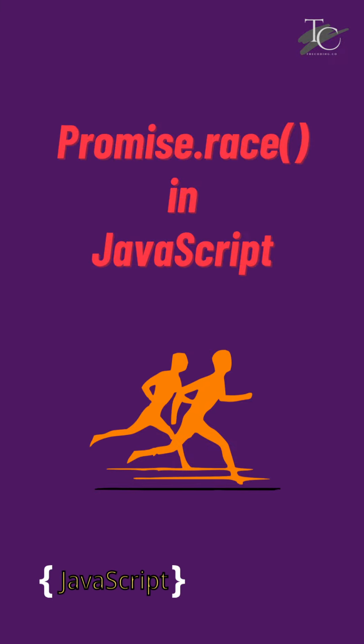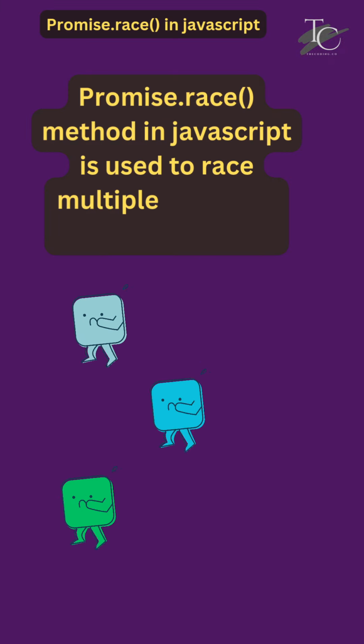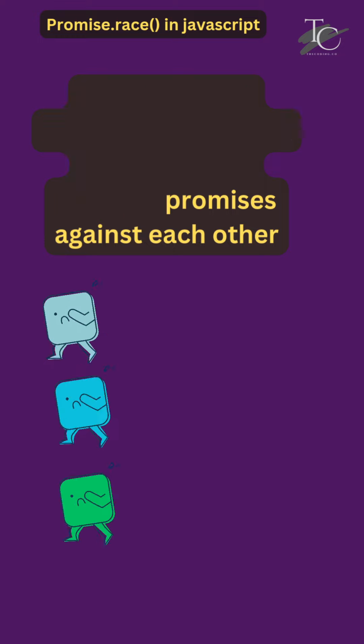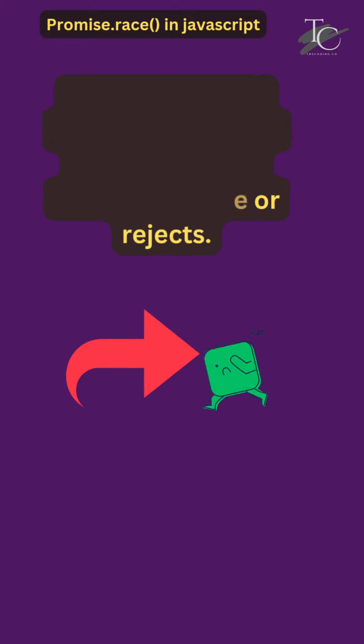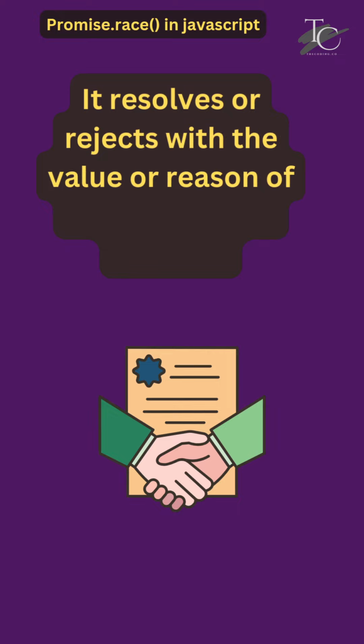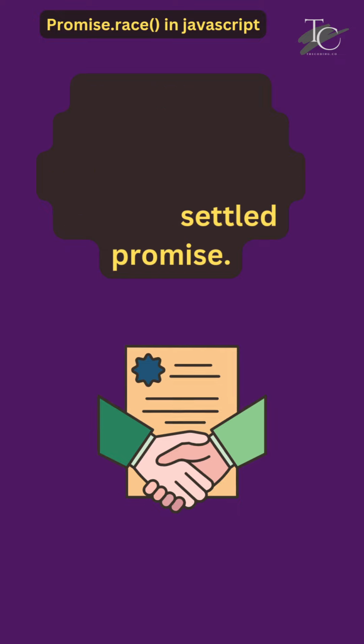Promise.race method in JavaScript. The Promise.race method in JavaScript is used to race multiple promises against each other and return a new promise as soon as one of the input promises resolves or rejects. It resolves or rejects with the value or reason of the first settled promise.